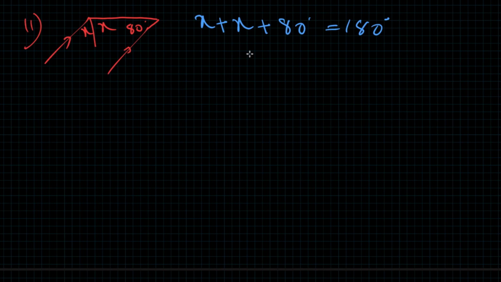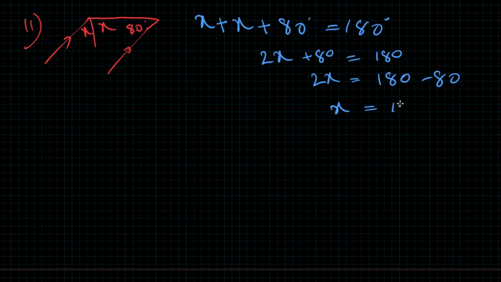I'll try to create some videos for these theories as well, but these things should be known. These are the things that you need to study, and practicing questions makes you remember this stuff. Otherwise you forget. That's why I'm helping you with this. 2x plus 80 equals 180. 2x equals 180 minus 80. x is equal to 100 divided by 2, 50. Okay, pretty cool.